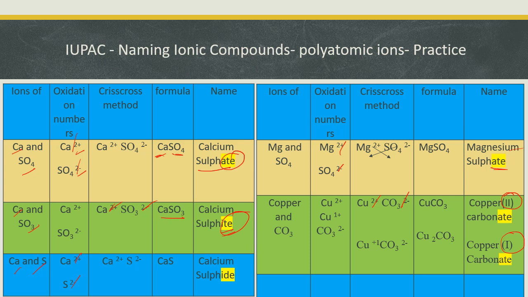Another example, calcium and sulfur, Ca2 positive, 2 negative will cancel. So the formula will be CaS, and it will be calcium sulfide, IDE. See the difference? We have to be careful. This is from the periodic table. These are from the reference material. Okay. All right. Let's move on.